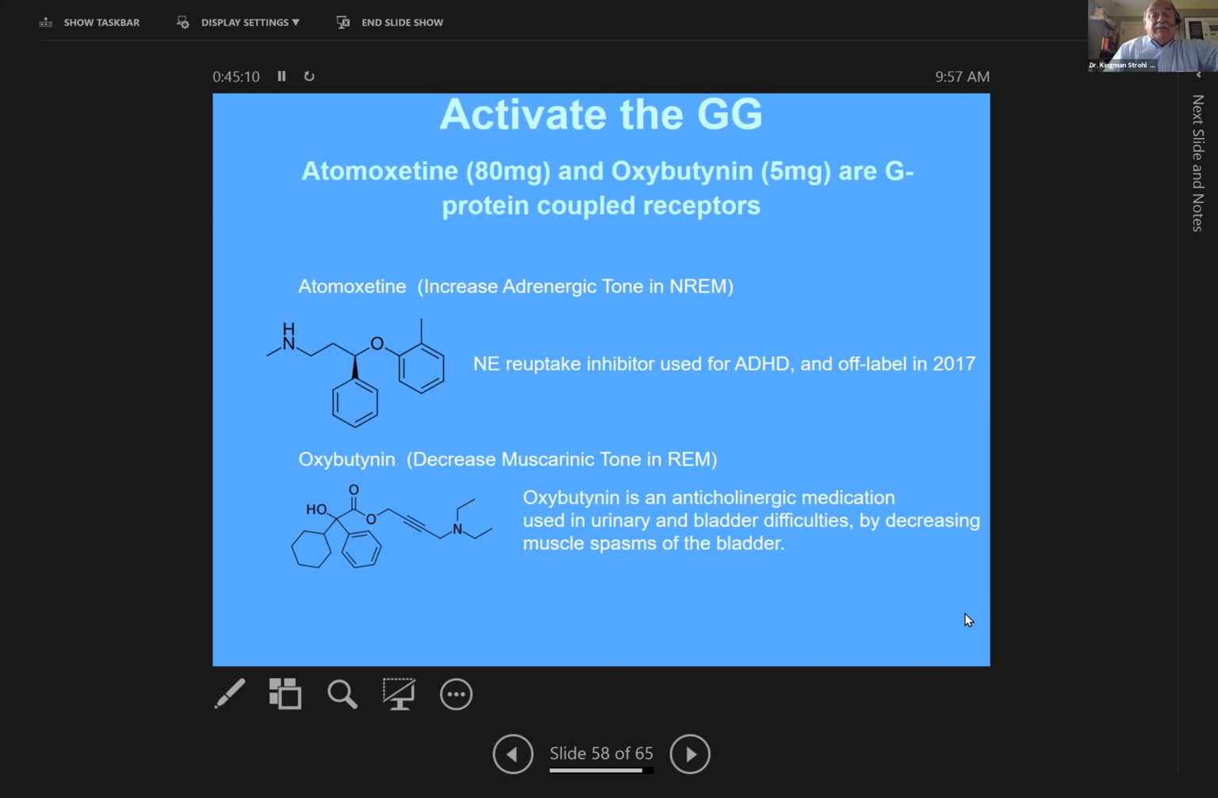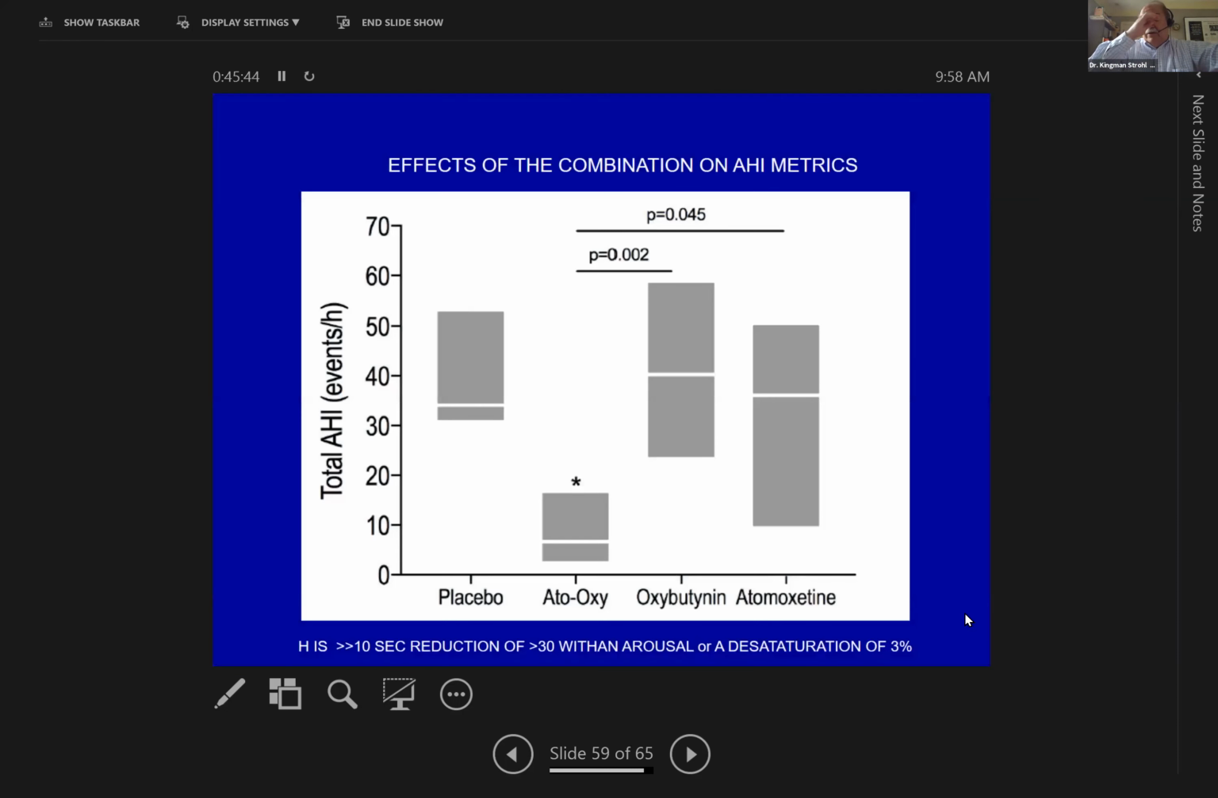So atomoxetine increases adrenergic tone. It's a norepinephrine reuptake inhibitor used for ADHD. It's off-label use, 2017. And oxybutynin decreases muscarinic tone in REM. It's an anticholinergic used in urinary bladder difficulty. So both of these are off patent, which drives drug companies crazy. But they used these together, and here you go.